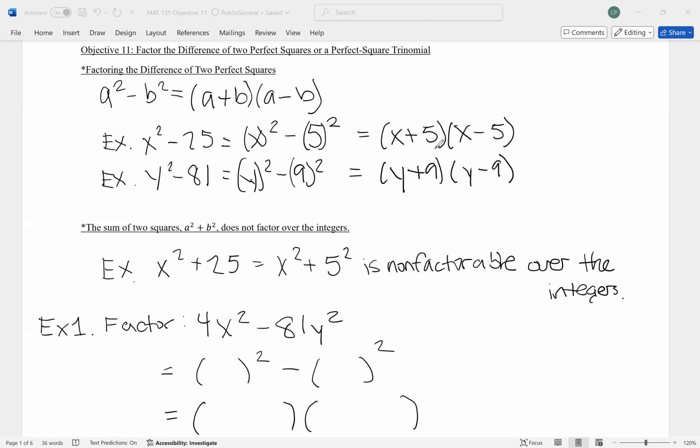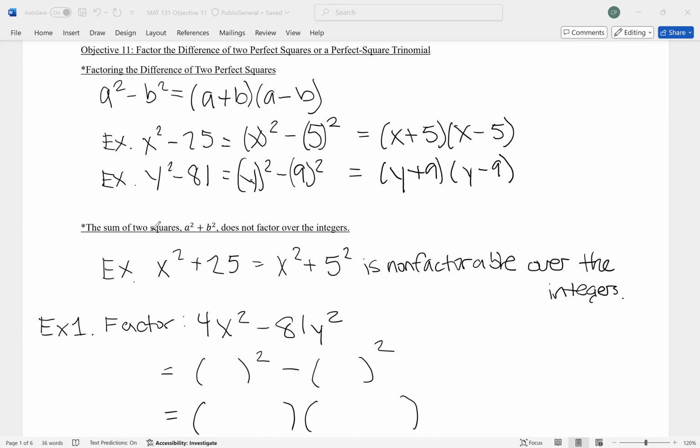The same if we look at y squared minus 81. We can put it in that a squared minus b squared format to get y squared minus 9 squared. And once we have that, the y and the 9, we can write the y plus 9 and the y minus 9, okay? So we want to write it in that format, find those two things that are being squared, and then that's what we will use to have our two binomials.